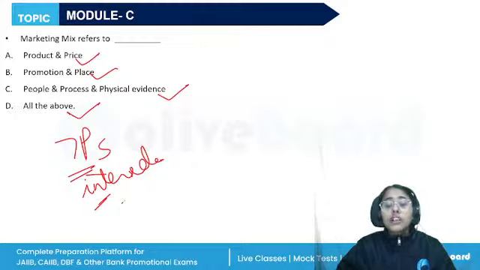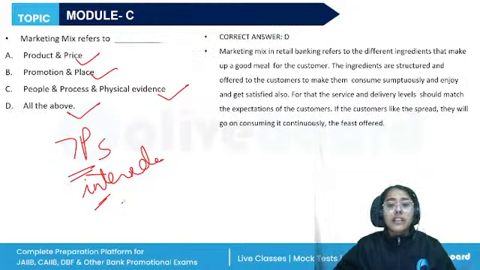So if we want to create a profitable product, we'll also have to charge a price which is acceptable and affordable by the customers. Similarly, we need to promote the product well through advertisements and awareness, the place that will have greater demand for the products, the people for which it should be created, the different segment, process and physical evidence. So the correct answer will be D. It refers to the different ingredients that make up a good meal for the customer. These are structured and offered to the customers to make them consume sumptuously and enjoy and get satisfied also.